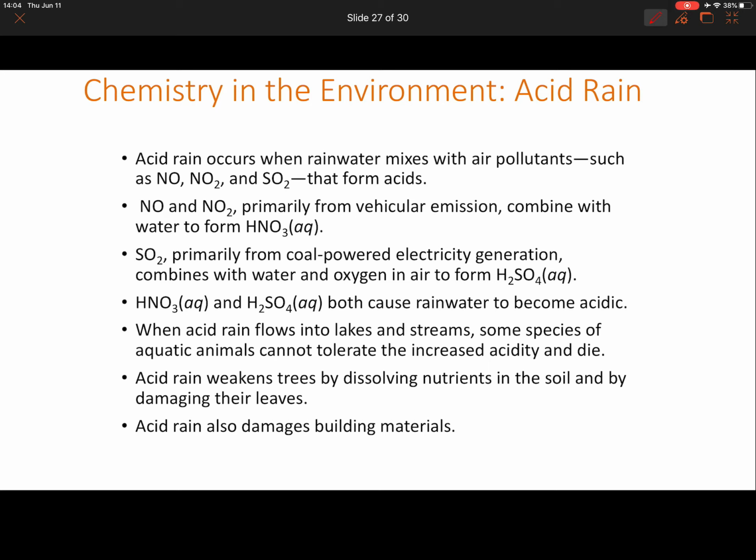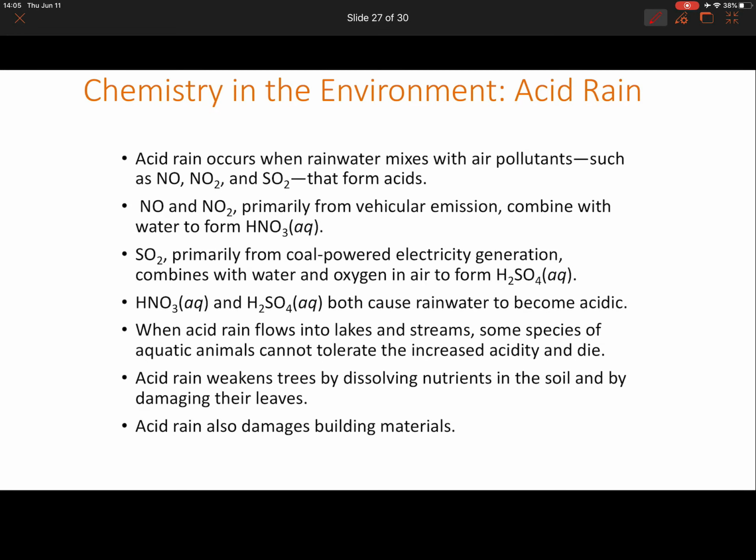All right, and then just to kind of wrap this up, let's talk about how acids impact the environment. So acid rain occurs whenever rainwater mixes with pollutants, often nitric oxide, nitrogen dioxide, sulfur dioxide, and so on. These form acids when they mix with water. These come from vehicular emissions. These come from coal-powered electricity generation, burning hydrocarbons in general. And so these make the water acidic.